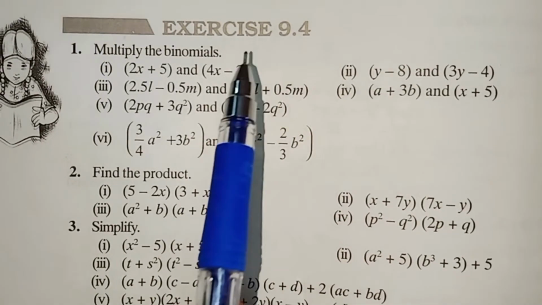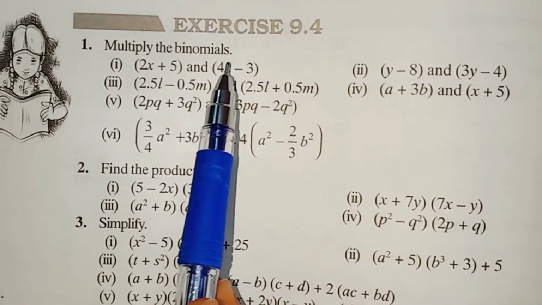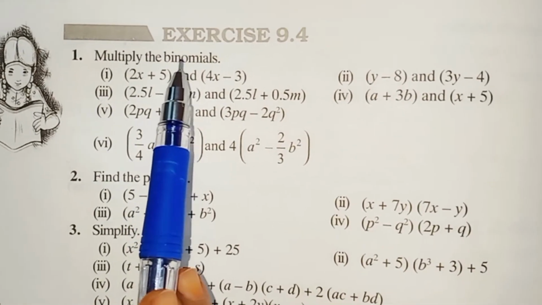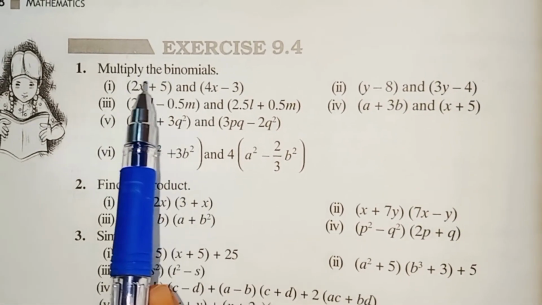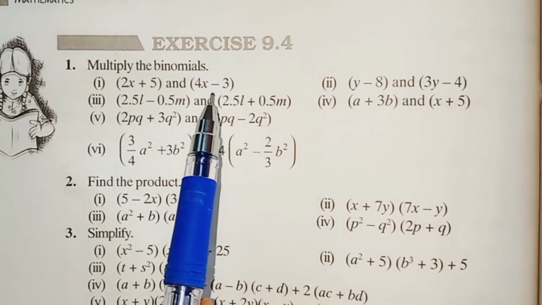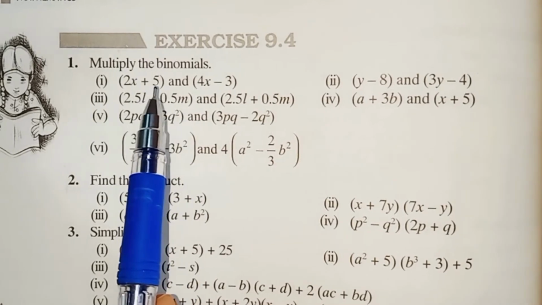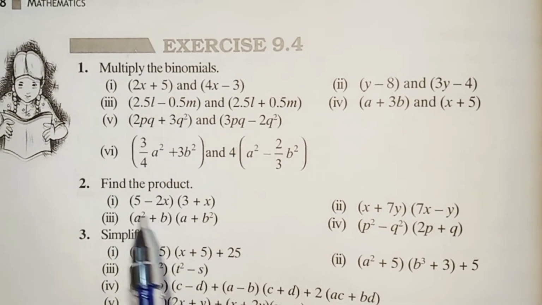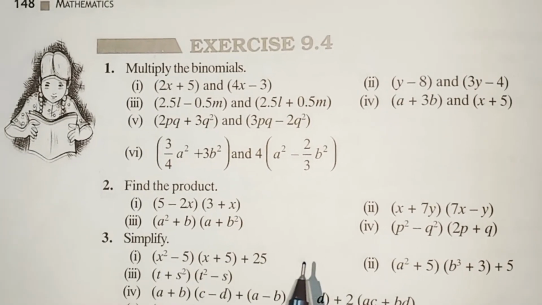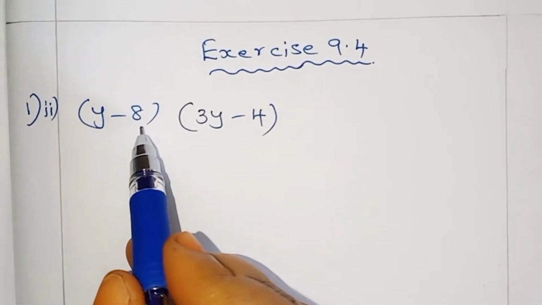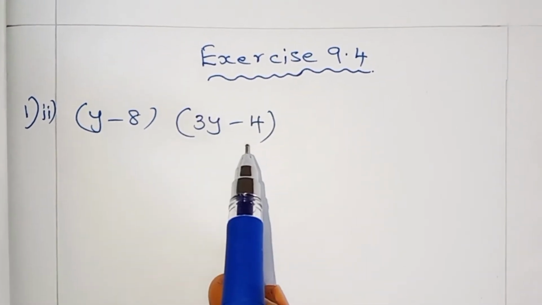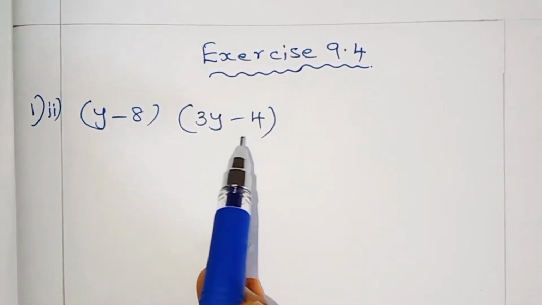Exercise 9.4. Multiply the binomials. This is one binomial. What is a binomial? An algebraic expression with two terms is called a binomial. And this is another binomial. So we multiply. In this exercise, we multiply the binomials. Y minus 8 into 3y minus 4. So this is one binomial, this is another binomial. So we have to multiply like this.